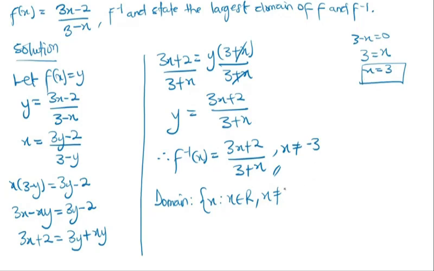So x does not have to be 3. So the domain of the function is x such that x is a member of R where x is not equal to 3. Because if x is equal to 3, it will make the function undefined. This is the domain of f of x.